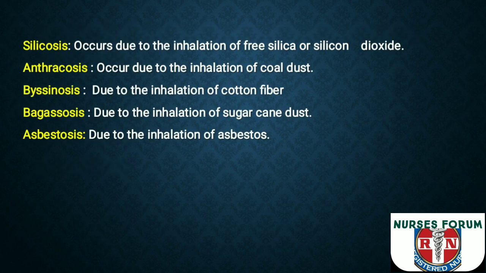We can see the details of all these diseases. Silicosis occurs due to the inhalation of free silica or silicon dioxide. Anthracosis occurs due to the inhalation of coal dust. Byssinosis is due to the inhalation of cotton fiber. Bagassosis occurs due to the inhalation of sugarcane dust. Asbestosis occurs due to the inhalation of asbestos. These are all occupational lung diseases.